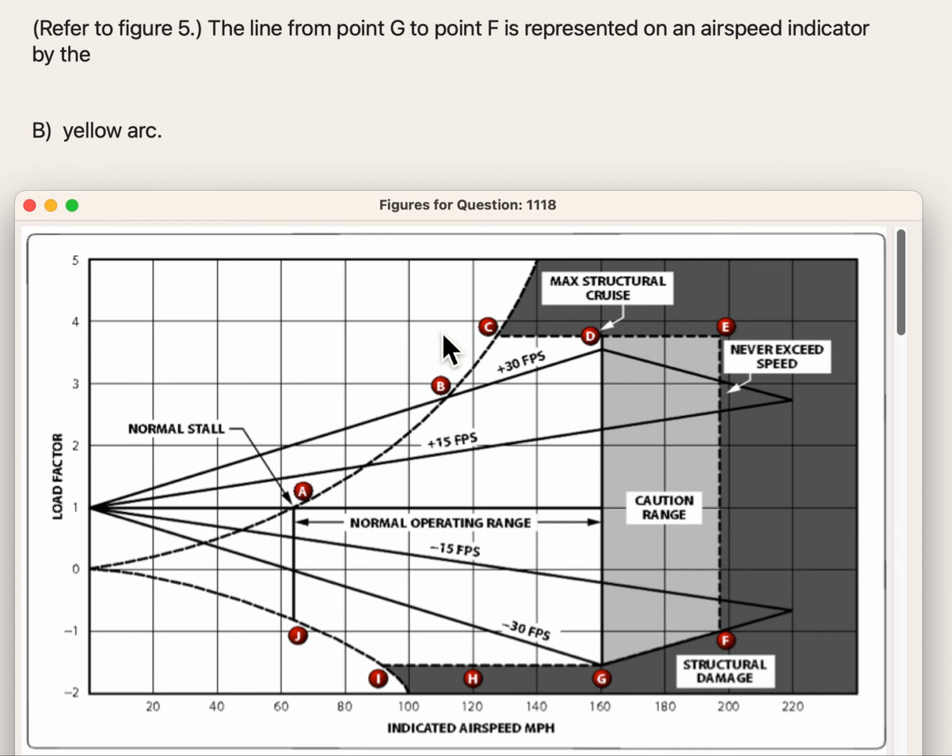The line for point G to point F is represented on an airspeed indicator by the yellow arc. So yeah, from 160 to 200, this is the yellow arc, all bolded in yellow. It starts at 160, and at F is red, which is never exceed speed. So that's correct, yellow arc. Simple.